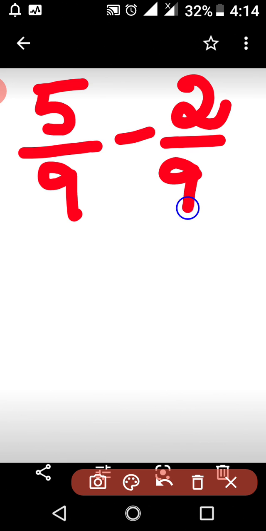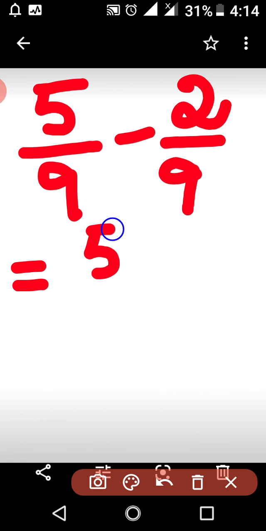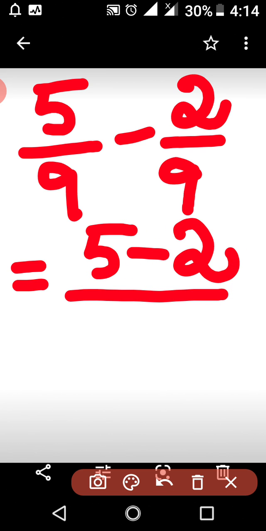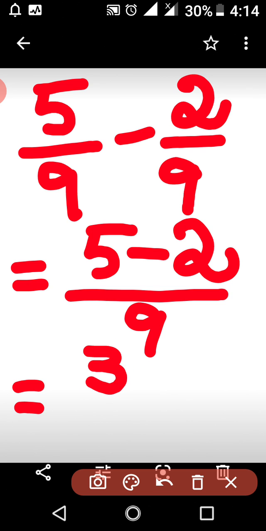5 by 9 minus 2 by 9. Both the denominators are the same. These are like fractions. Now subtract the numerators directly. 5 minus 2 whole by 9. One time only we are taking 9. Now 5 minus 2 is 3 by 9.